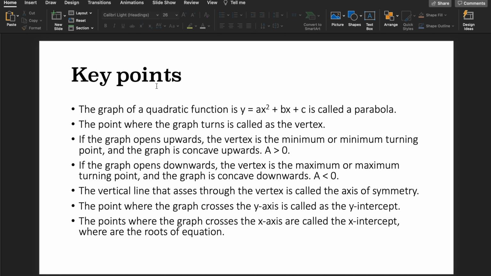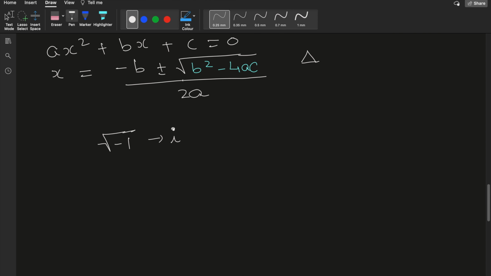Let's look at some key points that will be required for the next few topics we're going to do under quadratics. First of all, the graph of a quadratic equation is called a parabola. The graph that we get, there's only two possibilities. Either it's upward facing or it's downward facing. This is how it's drawn. There are no other possible options. So this is called a parabola or a quadratic function graph.